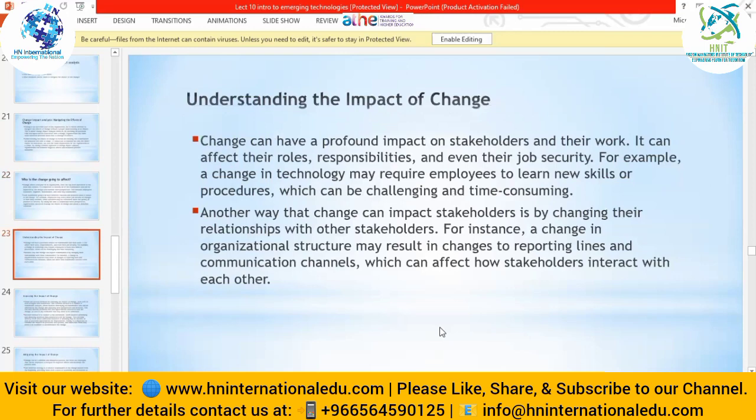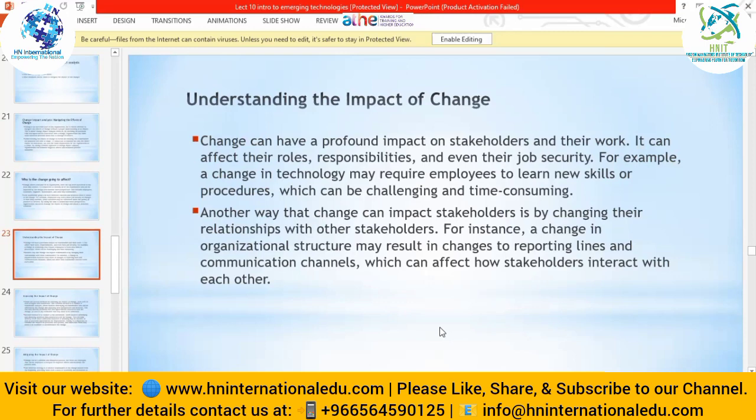Then, understanding the impact of change. What is the impact of change? Change can have a profound impact on stakeholders and their work. Obviously, when we change something, it may be a positive or a negative change, but it will impact something. It can affect their roles, responsibilities, and even their job security. For example, a change in technology may require employees to learn new skills or procedures, which can be challenging and time consuming.